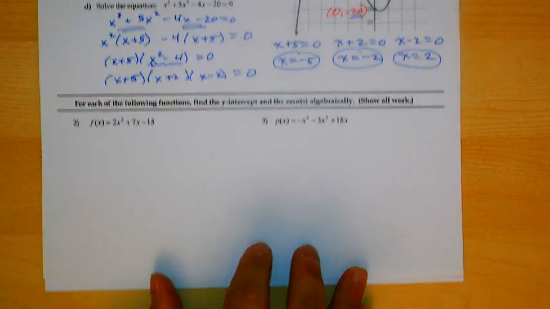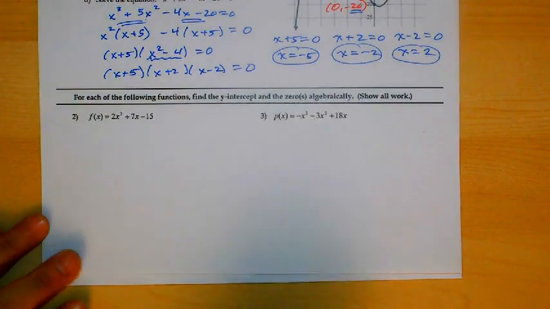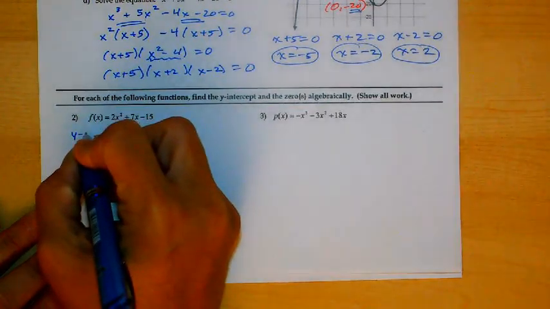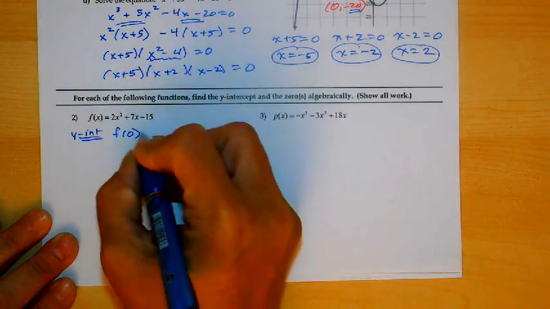We're going to handle two more problems here. We're just going to do these algebraically. We're going to find the x and the y intercepts. So let's do the y-intercept first. That's usually going to be a little bit easier. And I'll substitute 0 where the x is.